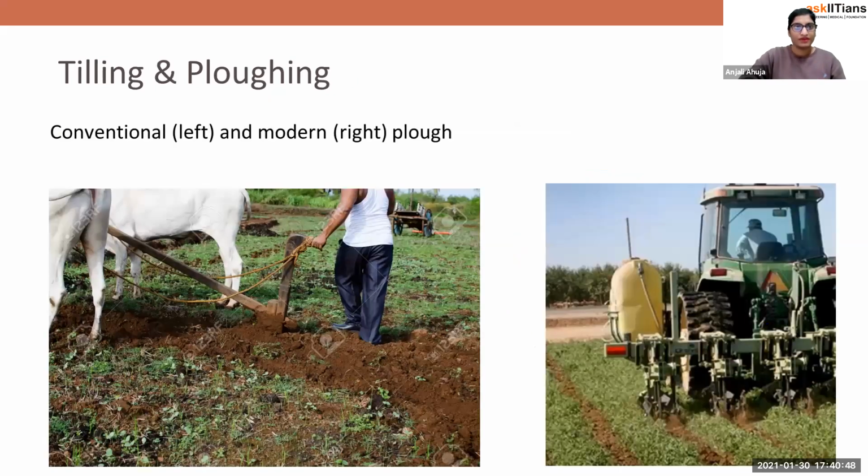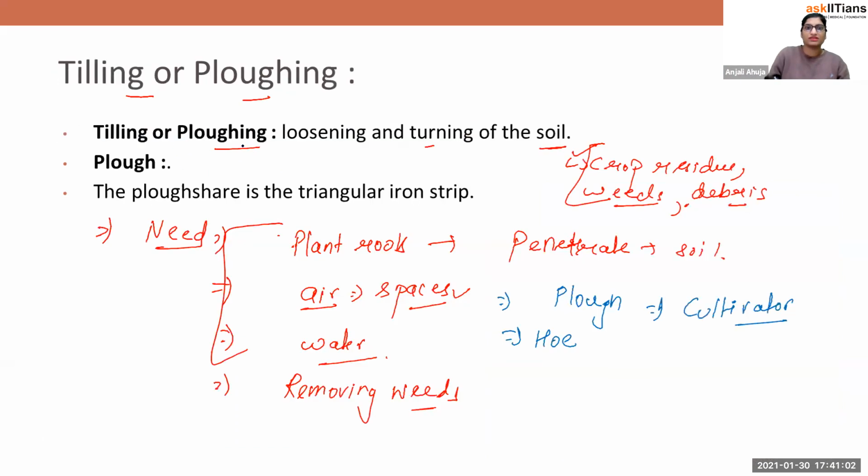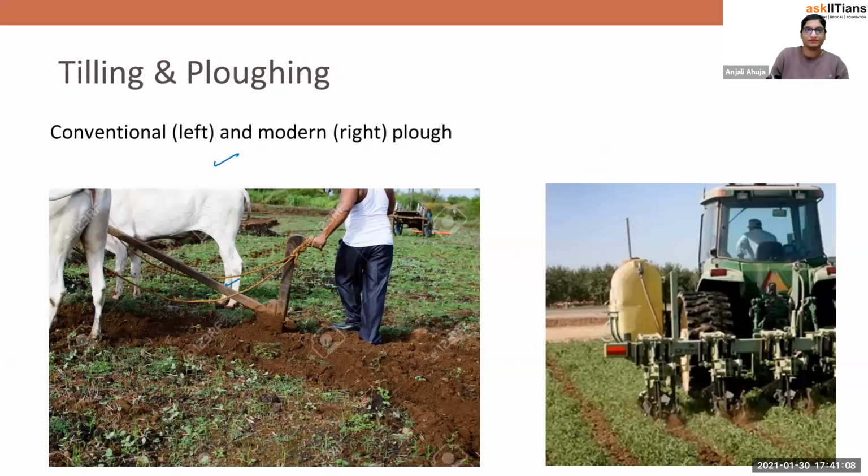So the left one is the conventional method and the right one is the modern one. On the left side, this is the plough, the traditional one. This is the most ancient method. Here it is written, the triangular iron shape strip. Actually, it can be wooden also and iron also. This is the most ancient method and it consists of a triangular iron rod.